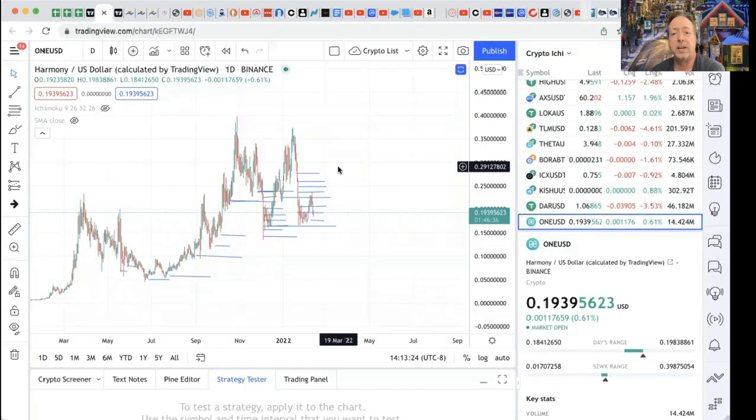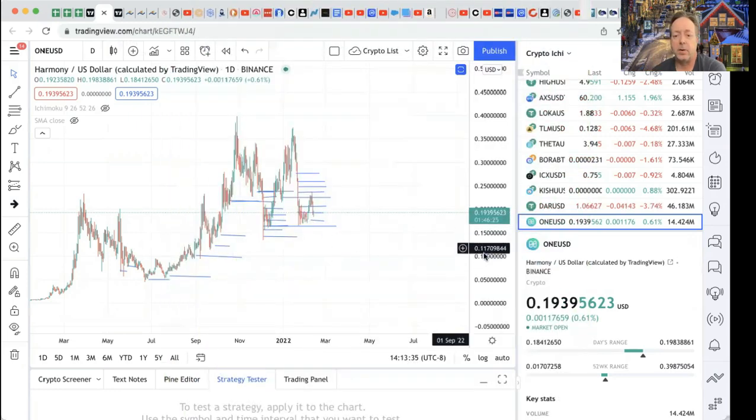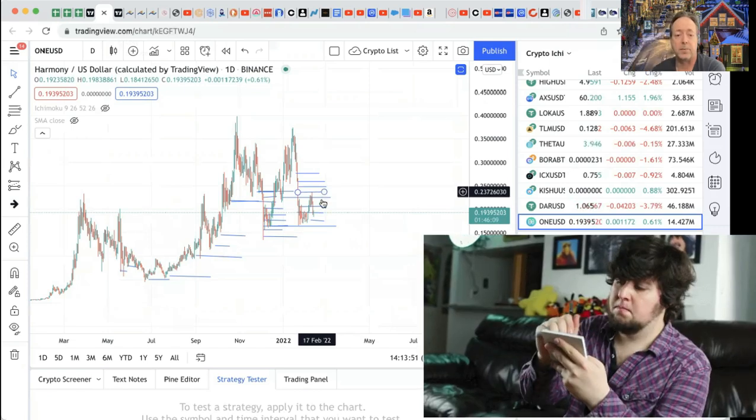For those of you that are in on ONE or thinking about it, if somebody gave me $1,000 and said, Ryan, you need to put it in on ONE today, this is what I'm thinking. We're right now at the 19 cent mark. If I bought right now, I could take profit at anywhere up to 22, or 23, or 0.238. You might want to write these down.